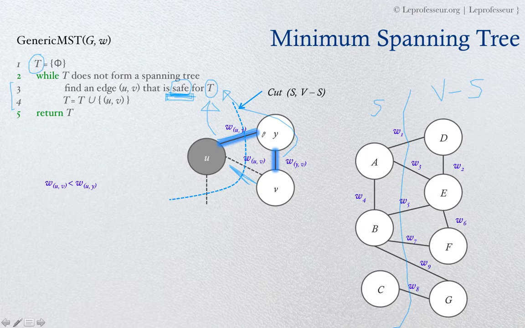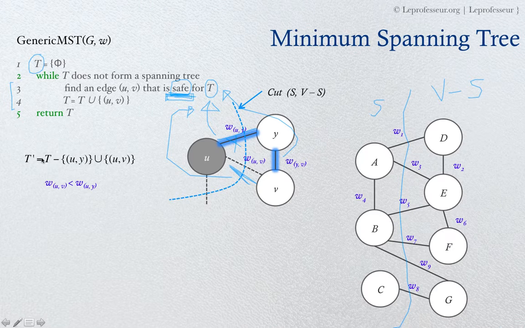Now, should we take U and Y in T or should we take U and V in T? That decision depends on whose weight is lower. So if the weight of U and Y is greater than the weight of U and V, then we just simply chop U and Y from the tree T and include a new edge U and V in our minimum spanning tree. And that makes sure that we will not have any cycle and that edge is now safe to include in T.